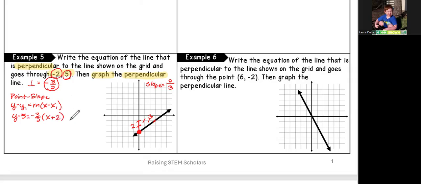There we go. And so we do have to put it into slope-intercept to graph easily. So I'm going to go ahead and just start cleaning this up some. So y minus 5, I'm going to distribute this. So this is -3 halves x. -3 halves times 2 is going to give me -3. I'm going to move my 5 over.